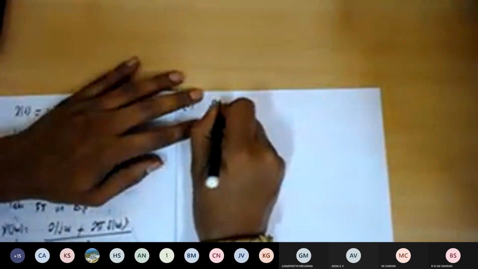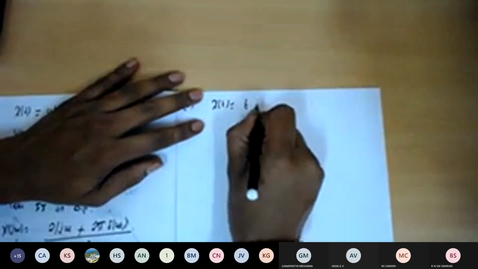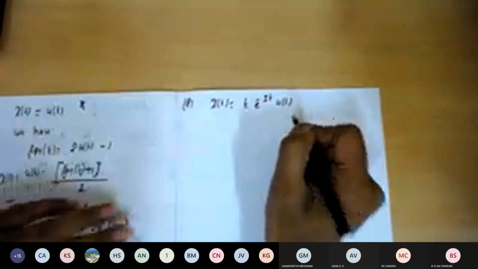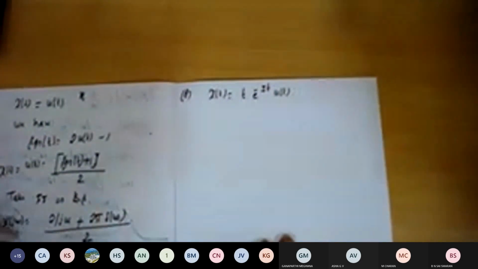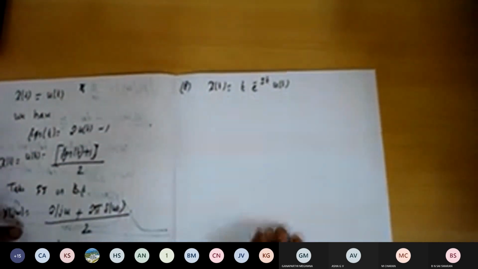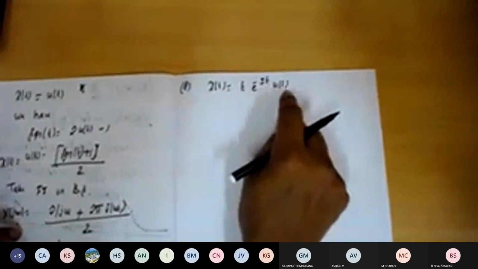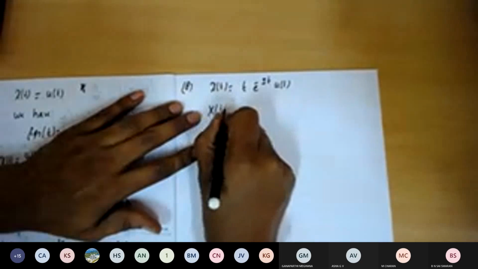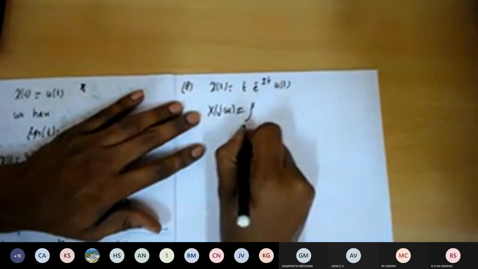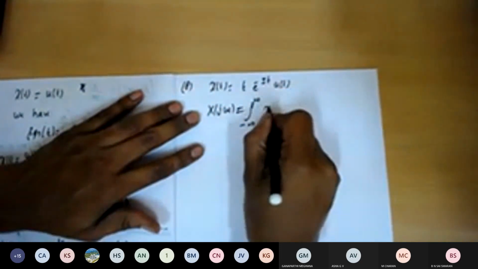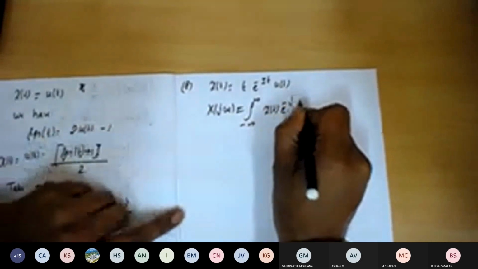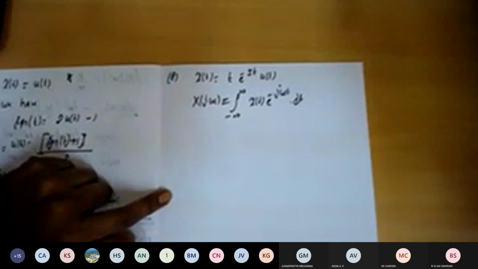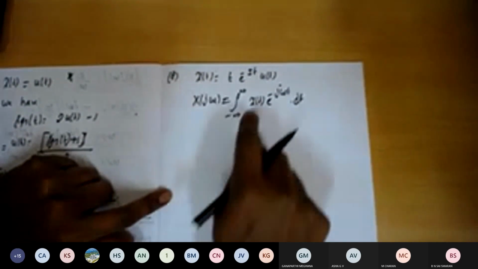Take x of t is equal to t into e to the power of minus 3t into u of t. We'll consider the Fourier transform of this. The formula for the Fourier transform is X of j omega equals the integral from minus infinity to plus infinity of x of t e to the power of minus j omega t dt. We'll substitute for x of t.